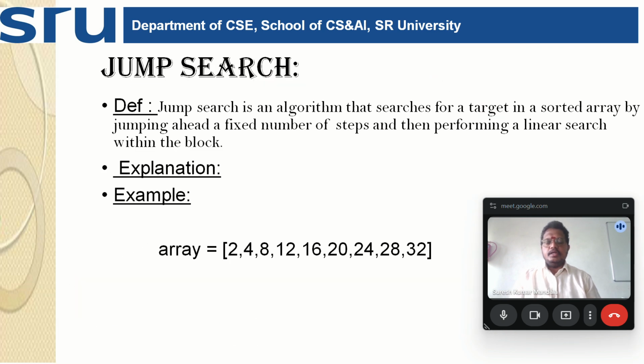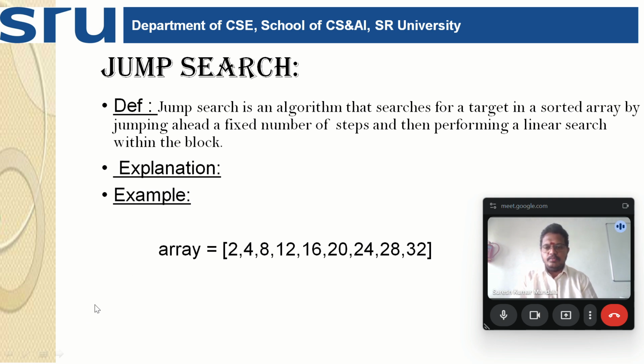So, the jump search algorithm. The definition of the jump search algorithm: jump search is an algorithm that searches for a target in a sorted array by jumping ahead a fixed number of steps and then performing a linear search within the block. So we will see one example to understand this jump search algorithm.